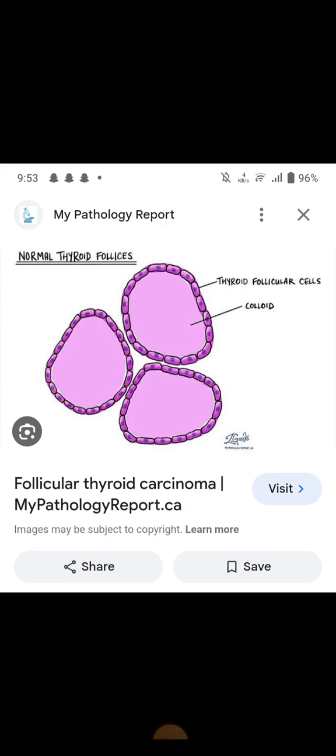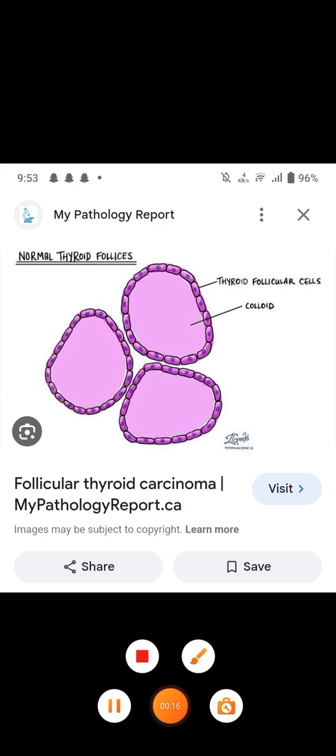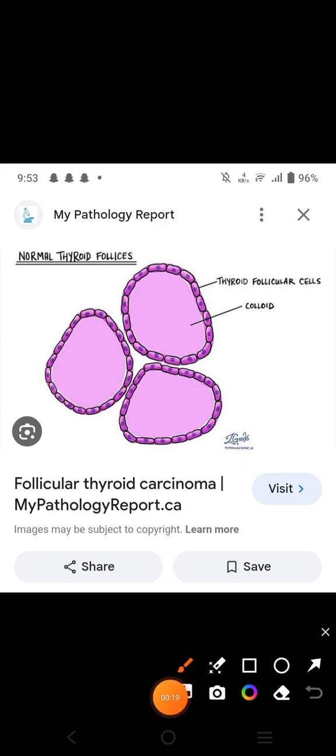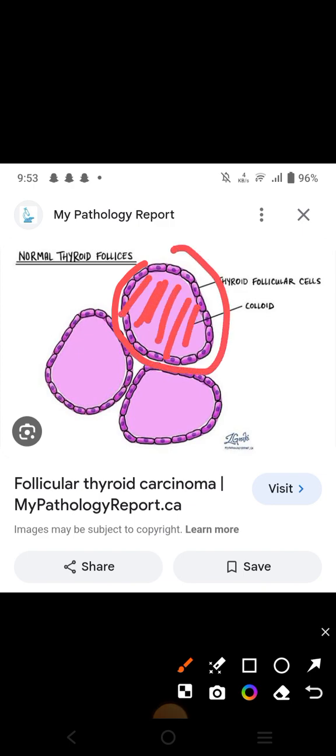So in this video our major concern would be to discuss follicular thyroid carcinoma or follicular thyroid adenoma. In order to know the morphologies of adenoma as well as carcinoma, you must know how a normal follicle looks like. So here is a slide of a normal thyroid follicle. You can easily appreciate here that there is a single layer of cells and inside it there is colloid. Here is another normal thyroid follicle.